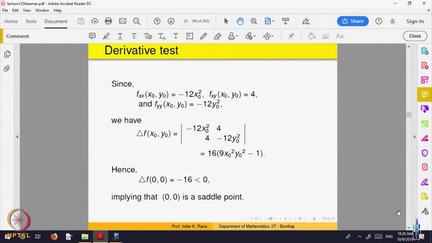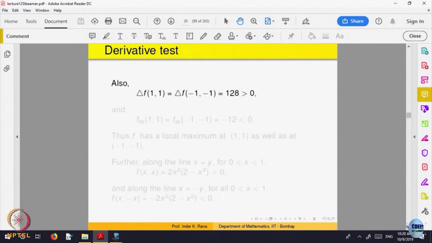So, there is a computational application of the test. Similarly, compute at (1,1). Put x equal to 1, y equal to 1. What happens to this thing, right? With x equal to 1, y equal to 1, that is 9 minus, okay, bigger than 0. So, the discriminant is bigger than 0. Now, you have to look at fxx at that point. You compute fxx at that point and that turns out to be minus 12, that is less than 0. So, what is the conclusion? The discriminant is bigger than 0, the second derivative fxx is less than 0, this is a point of local maximum.